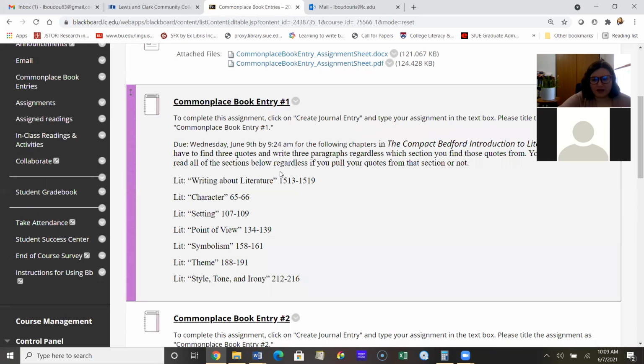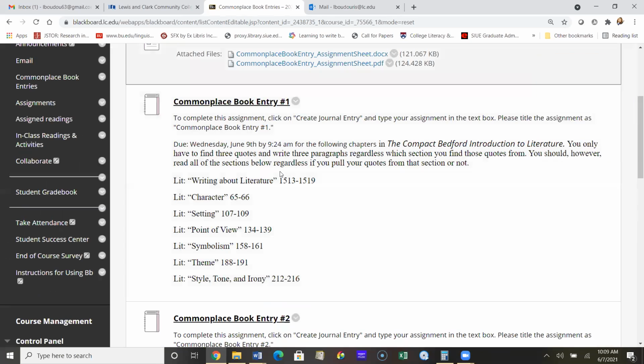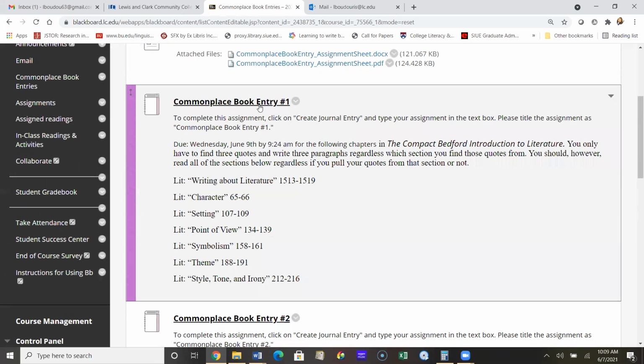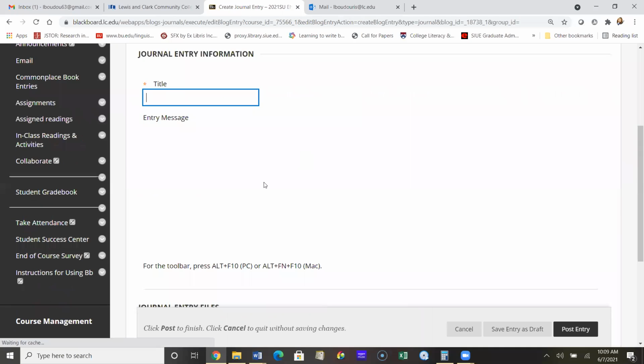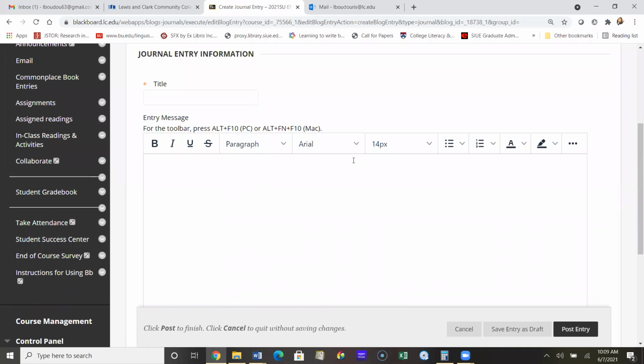So for example, the first complex book entry, you'll click on this box and then it's a journal entry. Journal is like a discussion board, but the big difference is that your classmates won't see what you're writing. The only person who will read this is me. If you click create journal entry, you can write in the text box here. If you write it in Google Docs or Microsoft Word or somewhere else, you can copy and paste that into this text box.